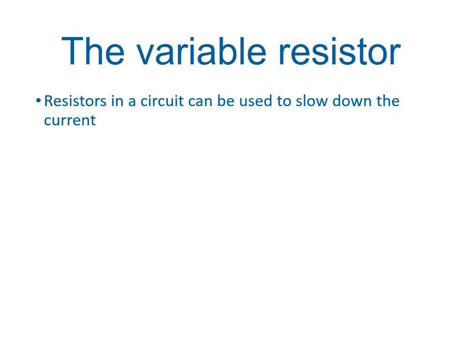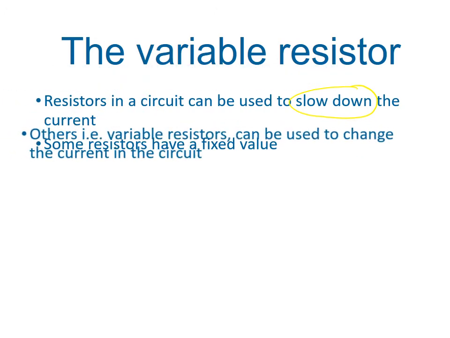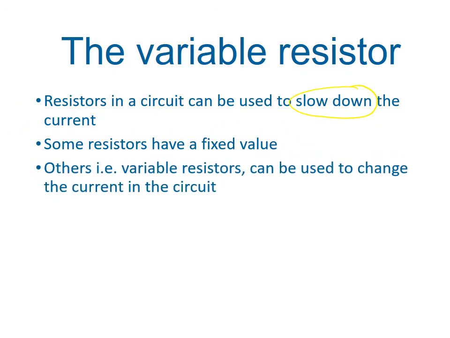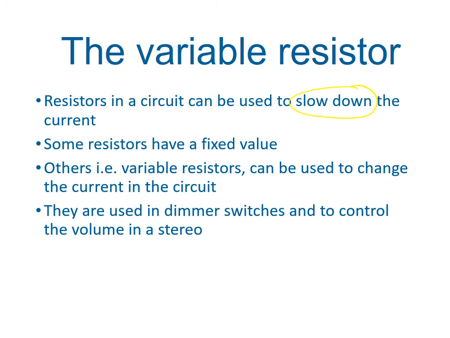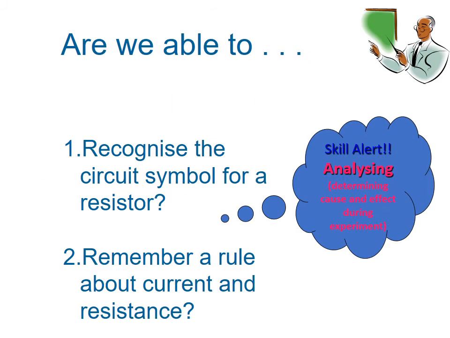So the variable resistor. Resistors in a circuit can be used to slow down the currents, slow down the charges. Some resistors have a fixed value. Others, for example variable resistors, can be used to change the current in a circuit. Now why is this going to be useful? Well, they can be used in dimmer switches and to control the volume in a stereo. So are we able to recognise the circuit symbol for a resistor and remember a rule about current and resistance?